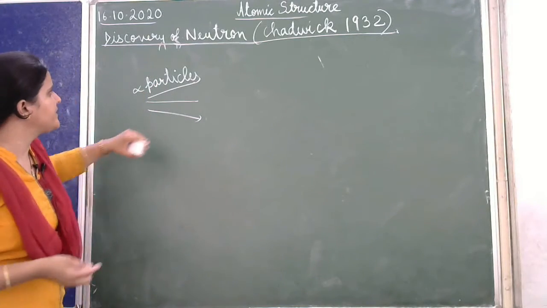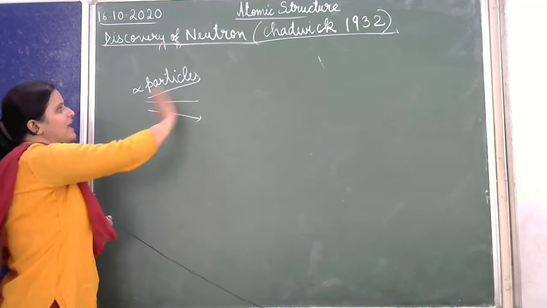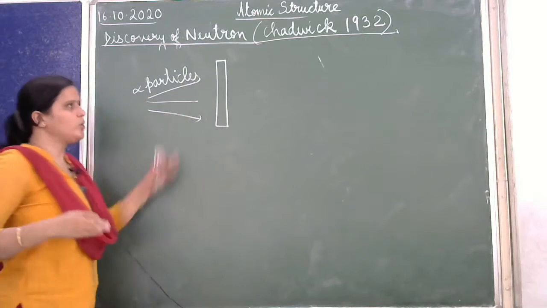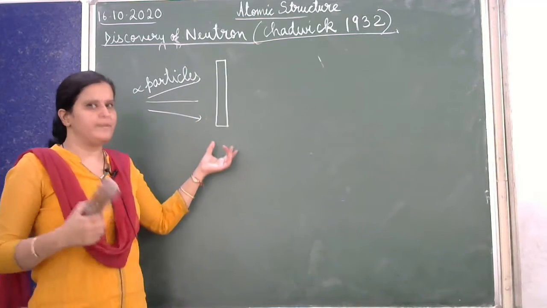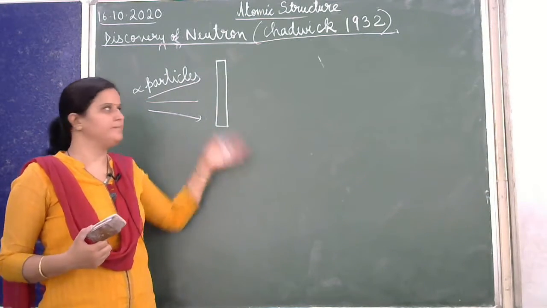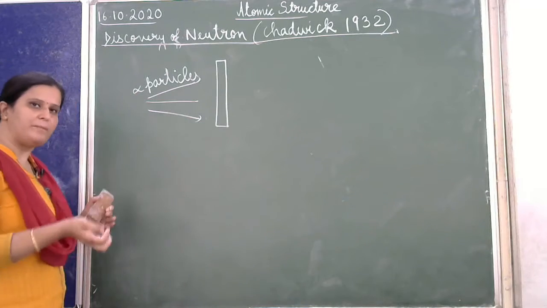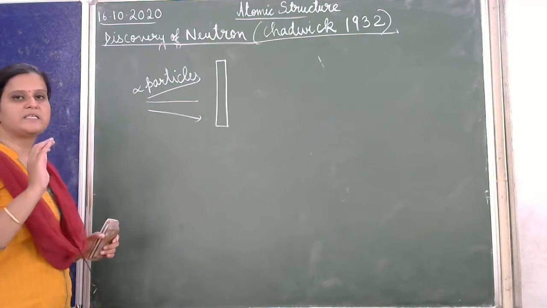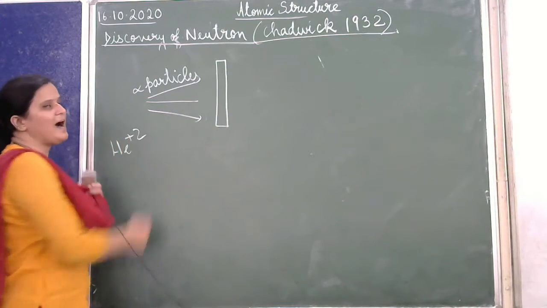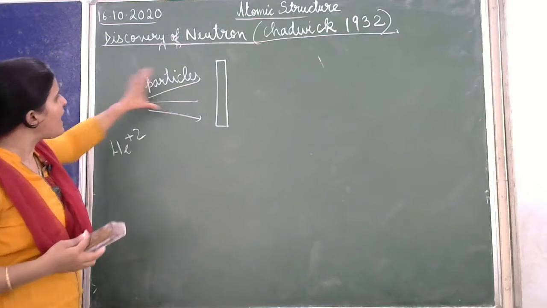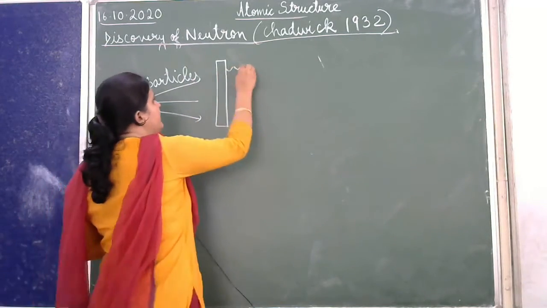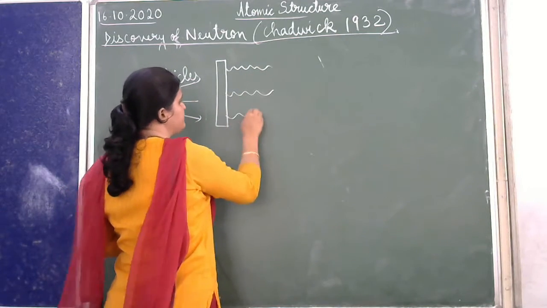So what did Chadwick do? He subjected these alpha particles to a sheet made of an element. Initially he took lithium, boron, beryllium, these types of elements. And what is an alpha particle? You know, it is a helium ion, that is, He2+ is the alpha particle. So when he subjected alpha particles to the sheet, he saw some radiation coming out of this sheet.